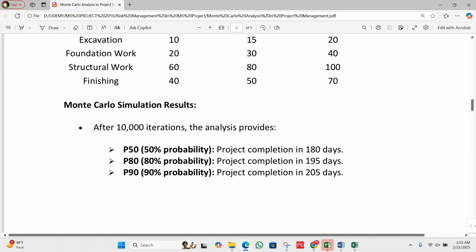Third, you can see the 90% probability of project completion in 205 days. Okay. We can increase the iterations when we run the Monte Carlo simulation. So we can increase the iterations to get more accurate results.